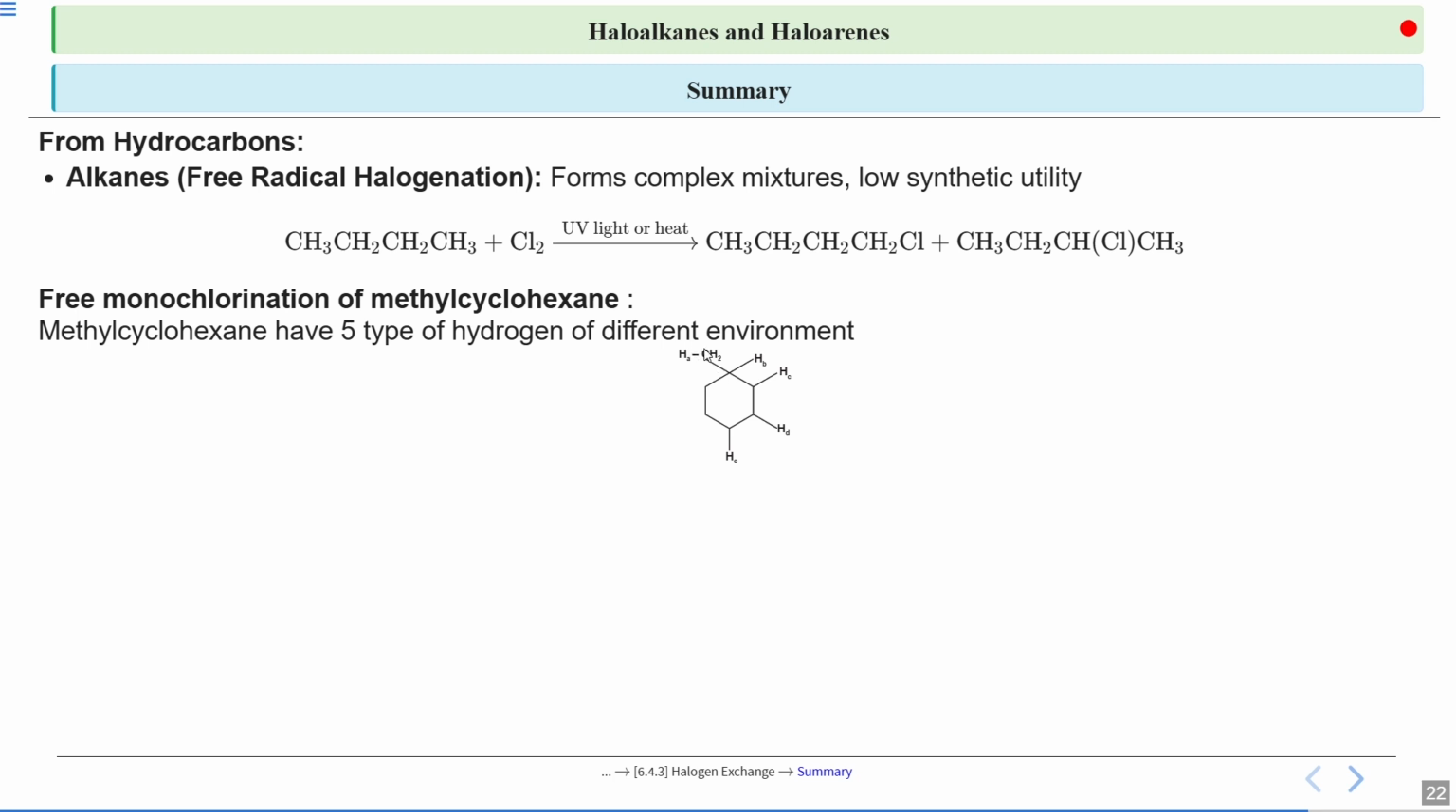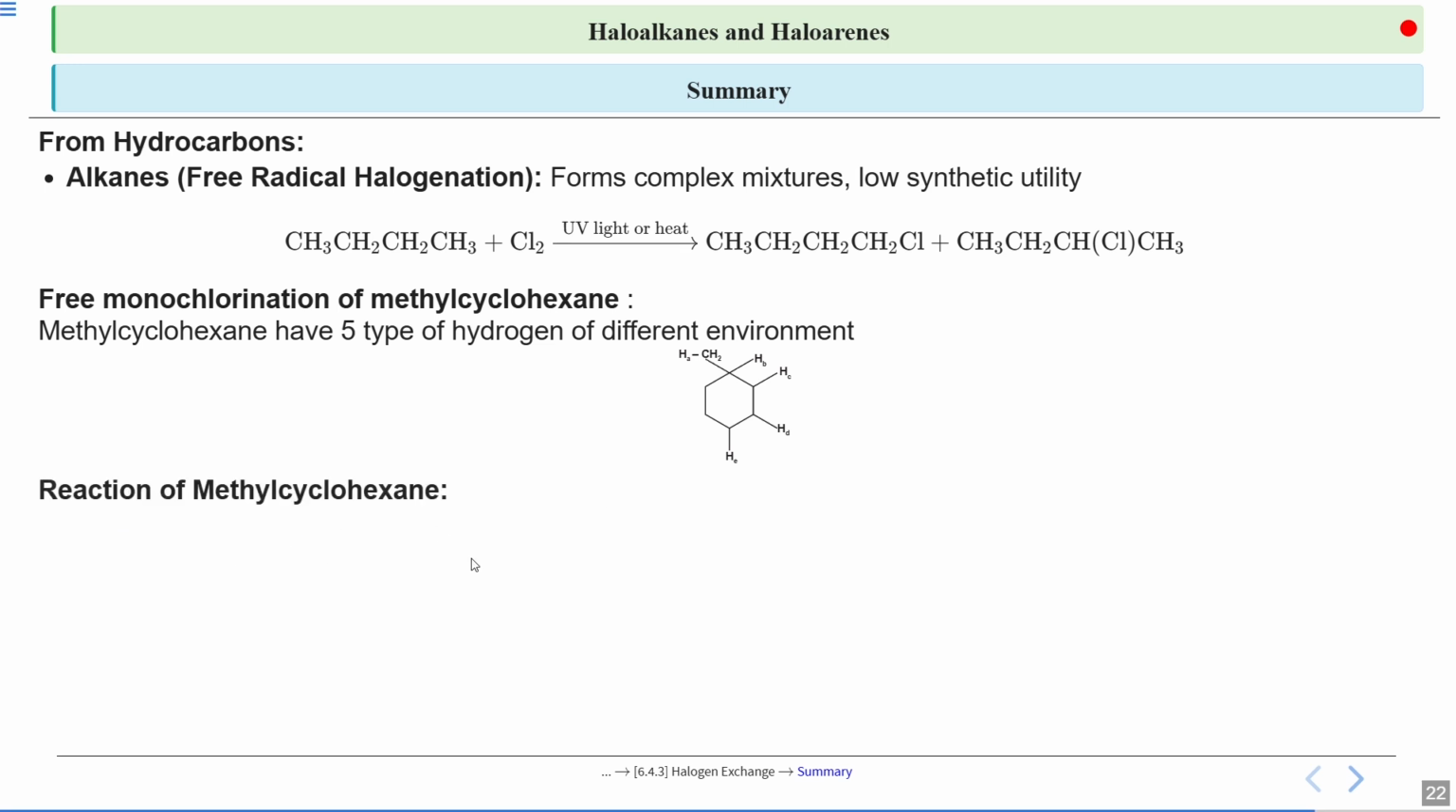HA is the one attached to the CH3, which is attached to one of the carbons of the cyclohexane ring. There is HB, which is present at this substituted carbon of cyclohexane. There is HC, which is present at the second position, then HD at the third position, and then HE at the fourth position of the carbon of cyclohexane. So it has exactly 5 types of hydrogen in different environments.